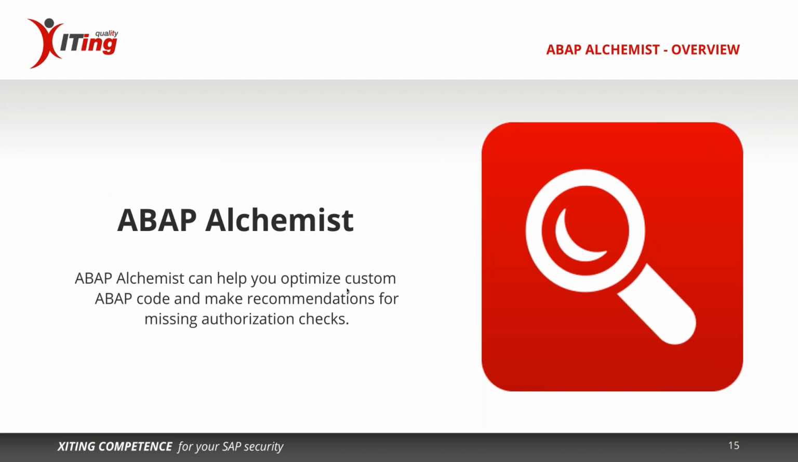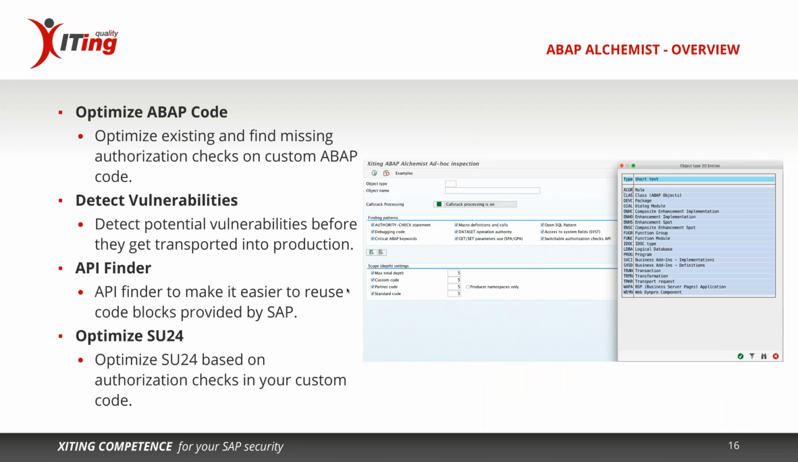Next module in the list is the ABAP Alchemist. I've already mentioned it's our custom ABAP code scanner, and it's for the most part a developer tool to write better code and to reuse existing code, existing or standard BAPIs that SAP may provide for functionality that you want to develop, but we can also use it as a security tool.